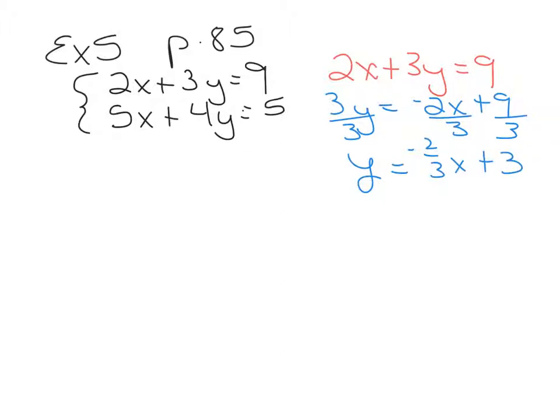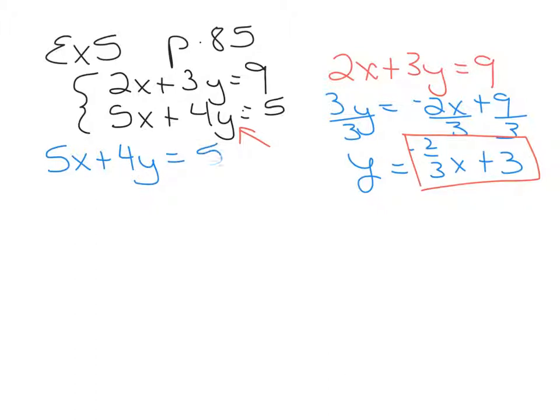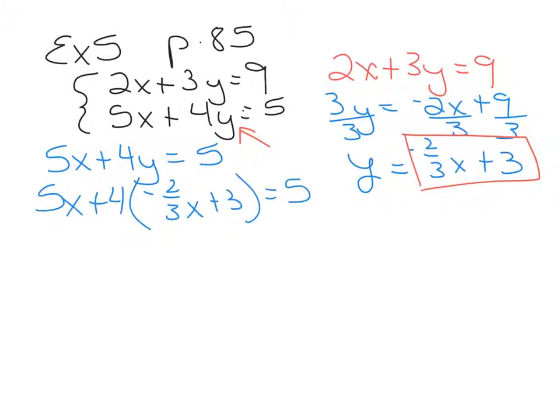I think it's way wiser for you, unless you're super great with fractions, to try to cut down the number of fractions as much as you can. So now this is equal to y. So now I'm going to take it into the other equation instead of y. I'm going to put it right there. So let's pull this equation down. 5x plus 4y equals 5. We're going to take this expression that's equal to y. We're going to put it in right here instead of y. So that's going to be 5x plus 4, use a parentheses, times negative 2/3 x plus 3 equals 5.